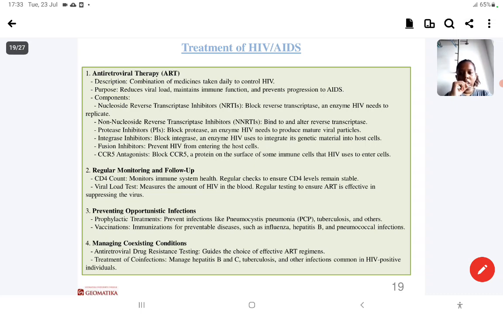It guides the choice of an effective ART regimen, and the treatment of co-infections manages hepatitis B and C. So tuberculosis and other infections are common in HIV-positive individuals.